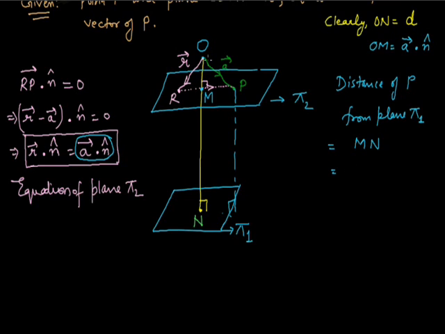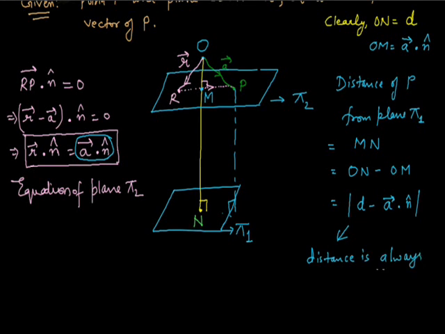What is MN? MN is ON minus OM. ON is d, and OM is a vector dot n cap. Since we know that distance is always positive, I'm putting it inside the modulus. This modulus implies that distance is always positive. So this is how you can calculate the distance.